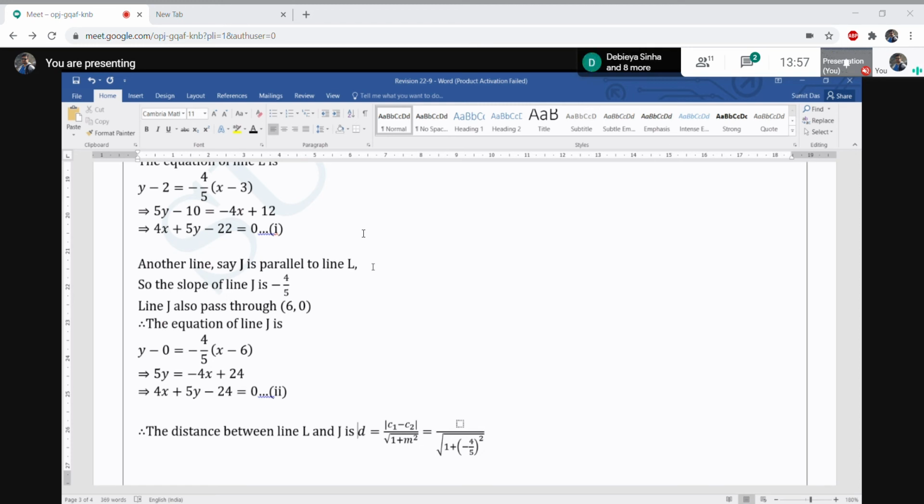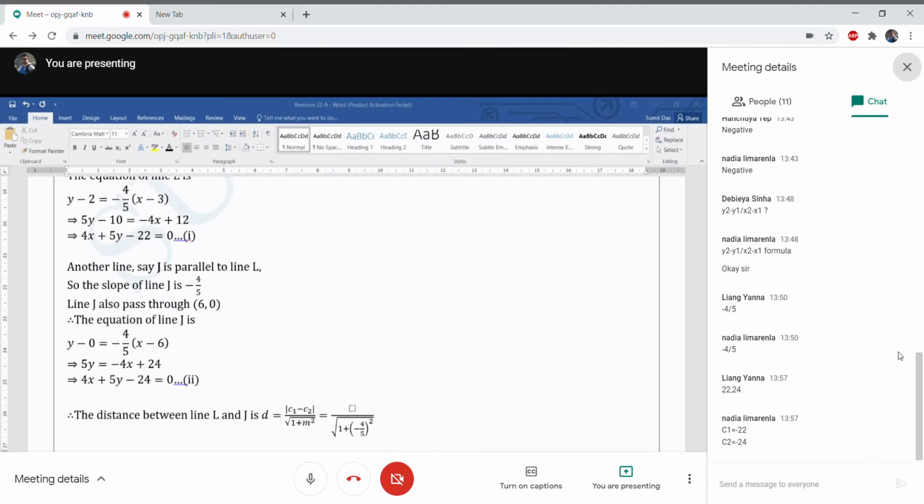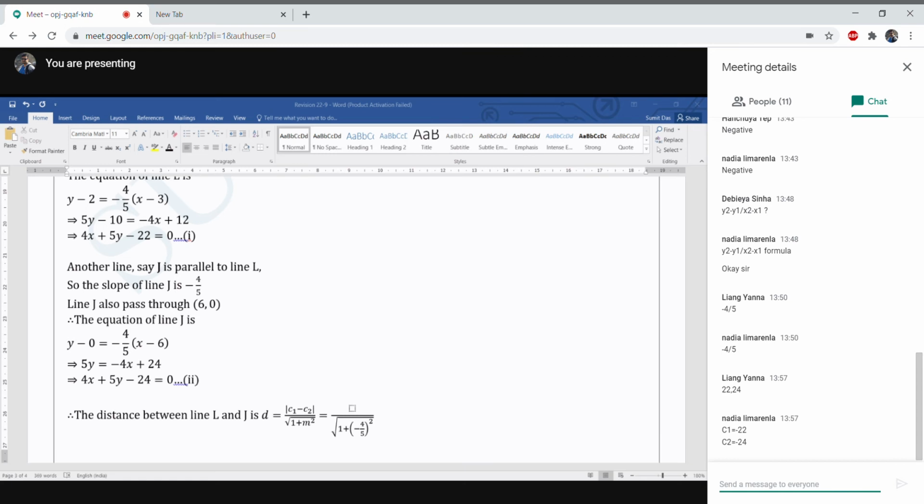Because it is comparing with ax plus by plus c. If you remember, after the class we can check. The form is ax plus by plus c. The first equation was a1x plus b1y plus c1, and the second is a2x plus b2y plus c2. So the difference between c1 and c2 will be inside the modulus, minus 22 minus minus 24.